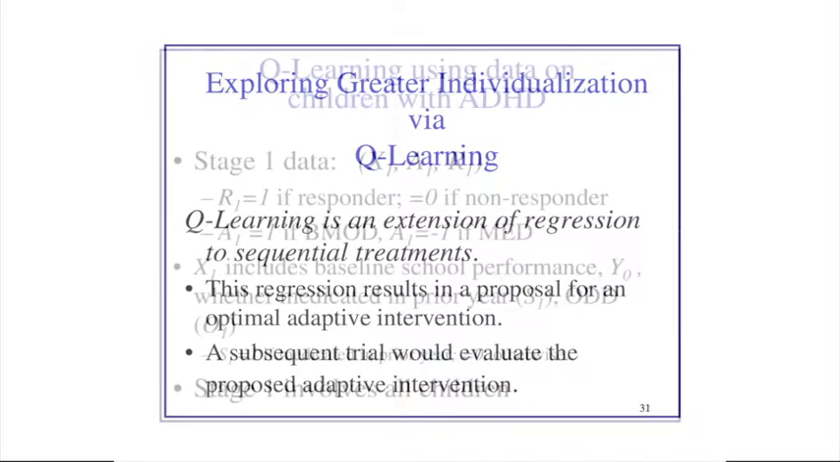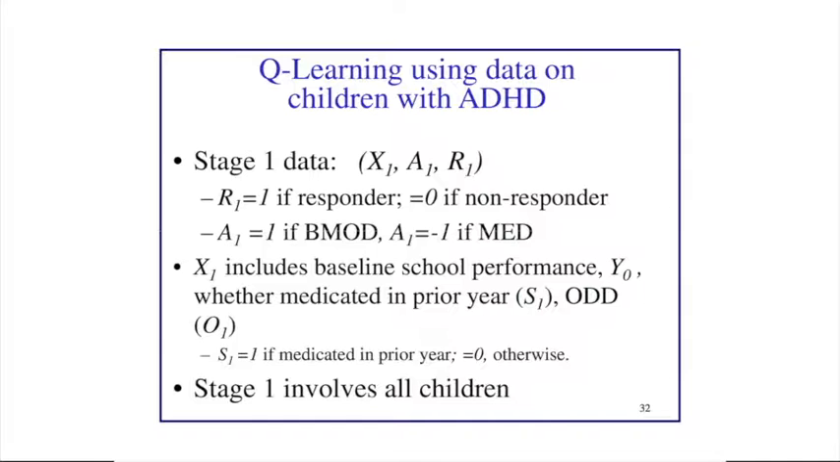Okay, so let's think about stage 1. These are all the little kids. They come in at the beginning of the school year. They're either provided low intensity behavioral modification or low dose Ritalin. We have some data on them. We have their baseline school performance, which is school performance from the prior year. We have whether or not they were medicated for ADHD in the prior year, and whether or not they have oppositional defiant disorder. Yes, no.